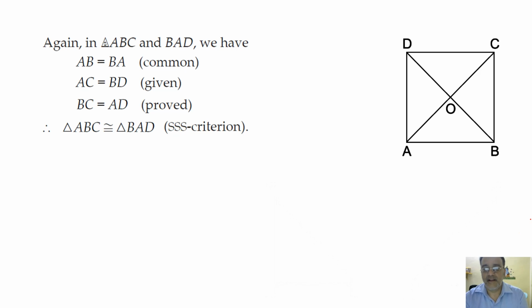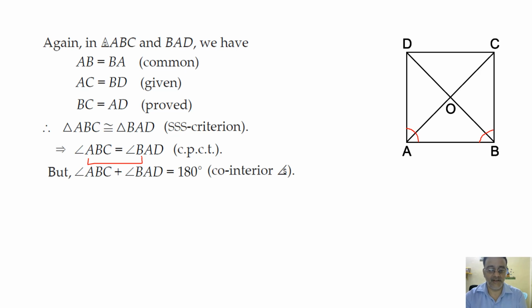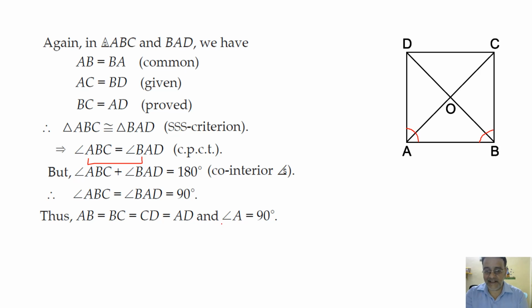चलो. Now these two angles are equal. CPCD. Right. But what is the sum of these two angles? 180 degree. Why? Co-interior angles. Very good. So दोनों equal भी हैं और दोनों का sum 180 है. So each angle will be equal to 90 degree. So all sides are equal and one angle is 90 degree and ABCD is a parallelogram. So we can say that ABCD is a square. Any doubt?